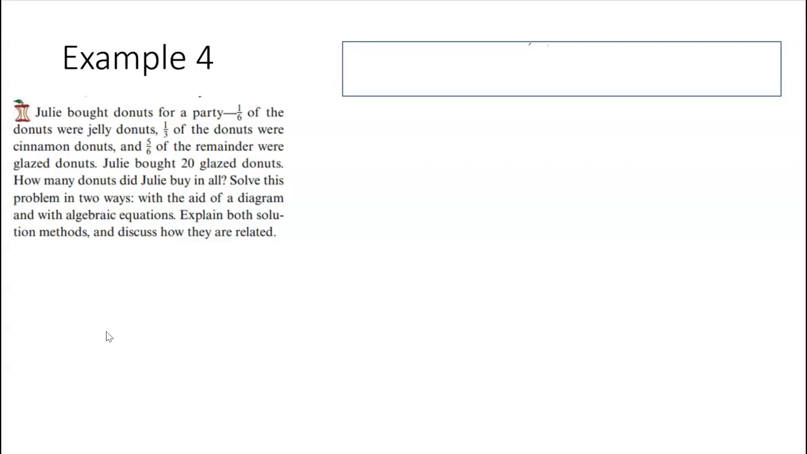All right, so we're going to look at this here. So 1/6, so this whole strip represents all the donuts. So 1, 2, 3, 4, 5, 1, 2, 3, 4, 5, 6. So this 6th here is jelly. So 1/6 is jelly. All right, so let's shade that in.